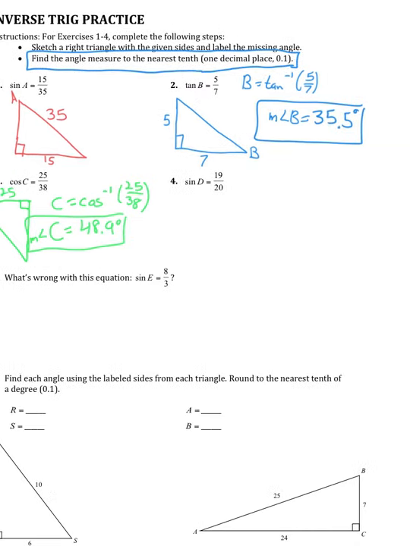And then last one, D here. I'm going to have sine of D. Put D over here, get 19/20ths. And then sine inverse of 19/20ths equals D. And the measure of angle D is 71.8 degrees.